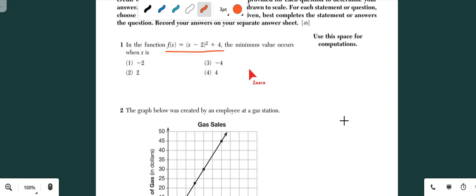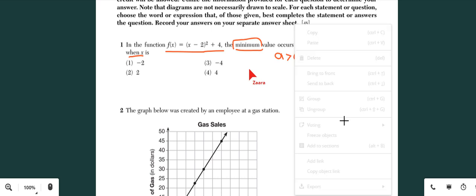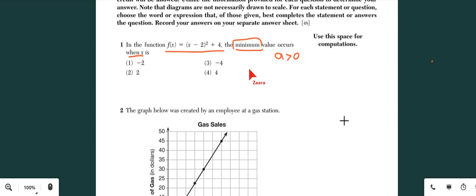So the minimum value occurs when x is... how can we guess that it will have a minimum value? Because here a is greater than 0, right? It is positive. When a is positive, we will have the minimum value. When a is negative, we will have the maximum value. And it will occur at the vertex point.